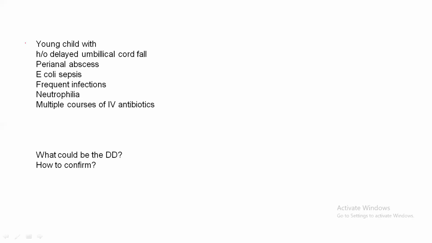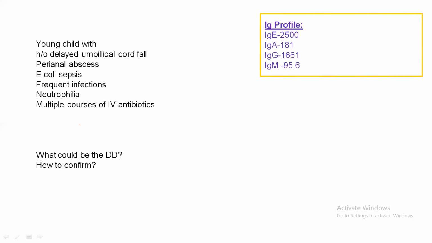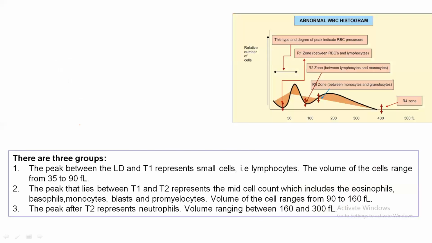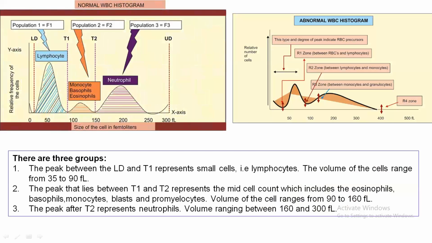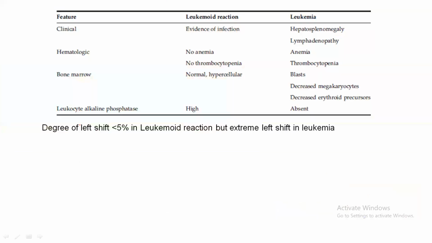And this young child with a delayed umbilical cord separation, as I told, had LAD deficiency. So we did the transplant. He's doing well at this point of time. To see the graphs, I just kept these slides.